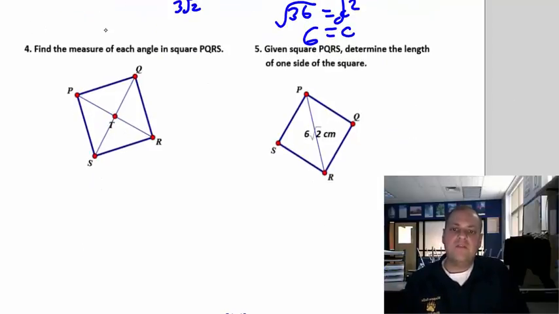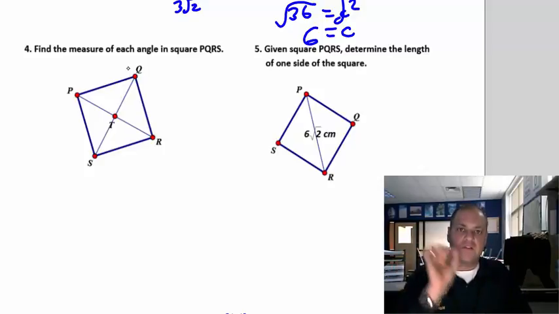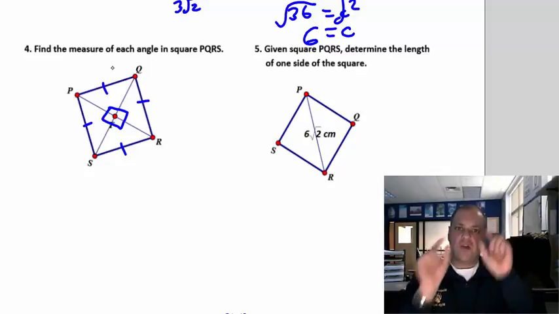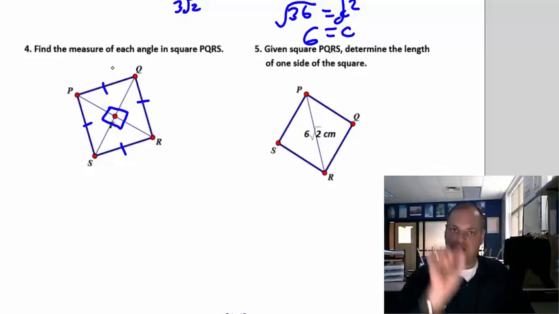Two more. Find the measure of each angle in square PQRS. Again, a square is a rhombus. A square is a rhombus. So the diagonals are perpendicular. So I know all those are 90. And I know all 4 sides are equal. So I know that I have isosceles triangles here. That means each of those triangles has to be 45, 45, 90. All these angles are equal.